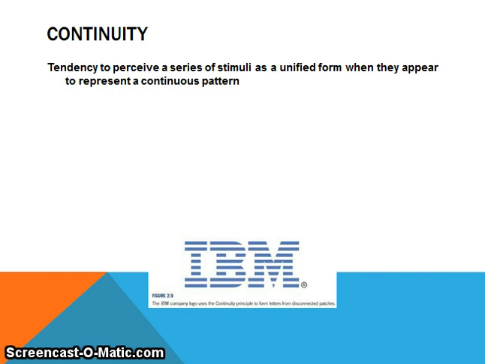Then we move on to continuity. Continuity is the tendency to perceive a series of stimuli as a unified form when they appear to represent a continuous pattern. So the IBM sign is a good example of continuity because all the lines are continuous, so we put them together, and the letters are all broken up in the same pattern, so we can read that they're letters just like that.